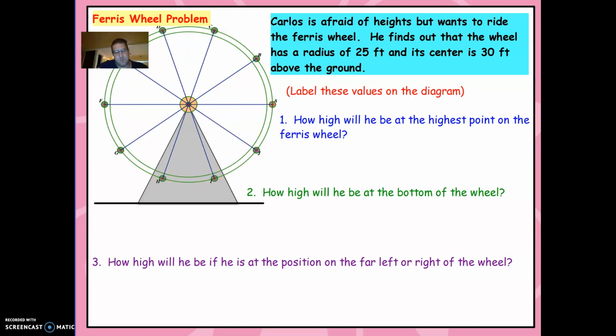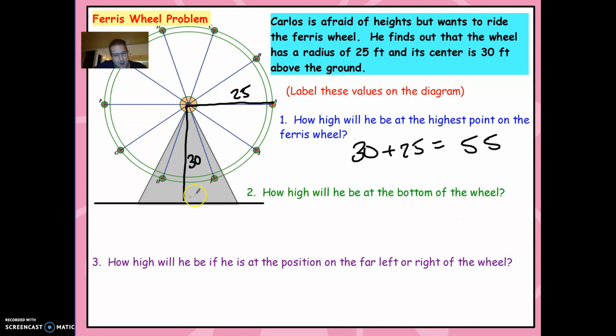Now, they tell you a little bit of information about the Ferris wheel. So he finds out that the radius is 25. So the distance from here to here is 25. And since it's a circle, we know that the distance of the radius is going to be the same going in any direction. We also know that the center is 30 feet high. So that information gives us two of the answers. How high will he be at the highest point? Well, it's 30 feet high here plus another 25 feet here, which is 55 feet.